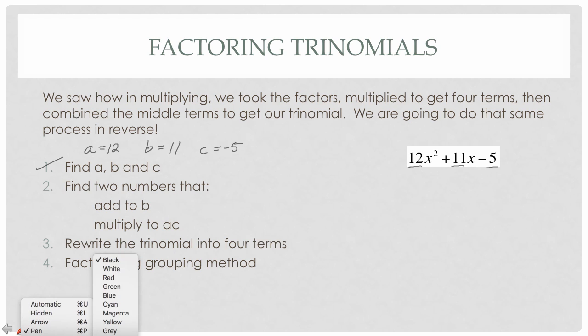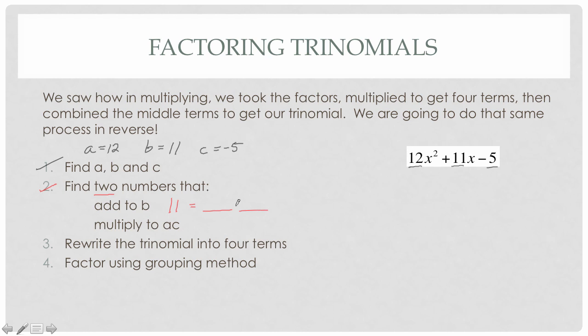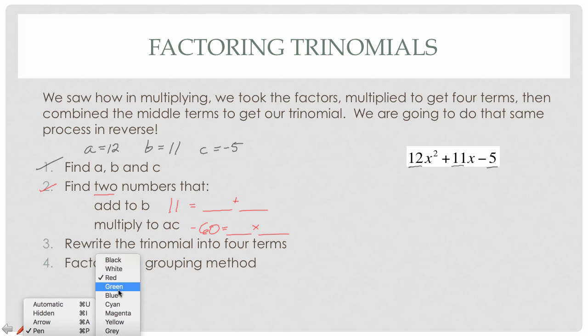Now, this will sound kind of familiar, but I want to find 2 numbers that add up to b, which is 11. So 2 numbers that add up to 11, but they multiply to a times c. I need to account for a and c now. So a times c is going to be negative 60. So I need 2 numbers that multiply to make negative 60, but add to 11. All right, let's think for a little bit on what these 2 numbers are.